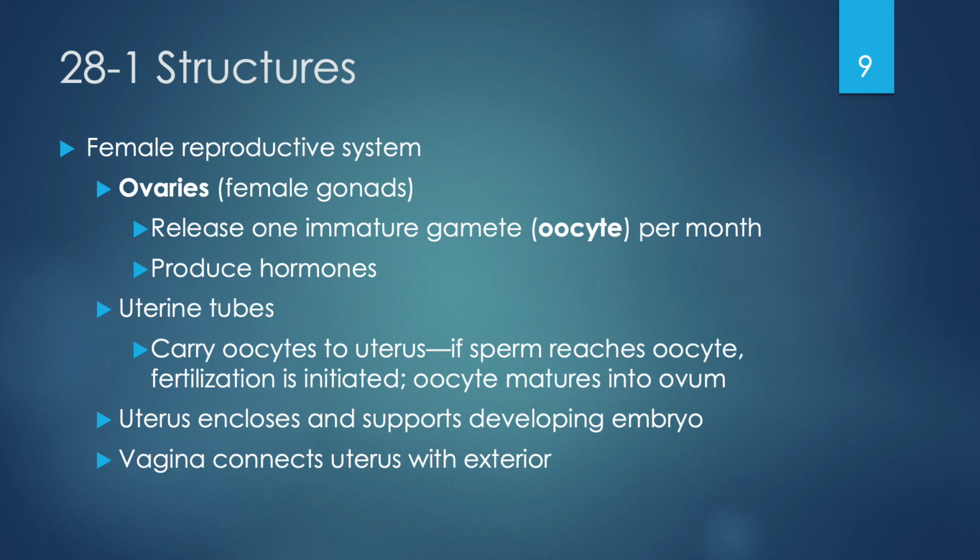The uterus is going to be there as the organ that encloses and supports the developing embryo from implantation all the way through labor and delivery. And the vagina is going to be the passageway that connects the uterus with the exterior of the body.